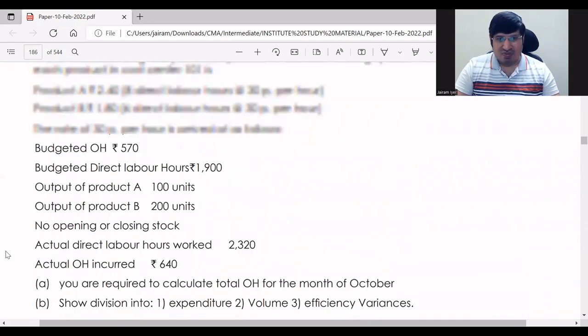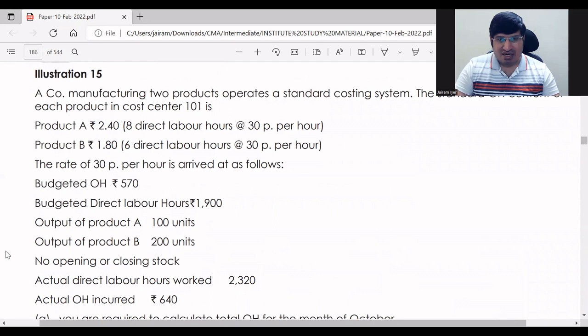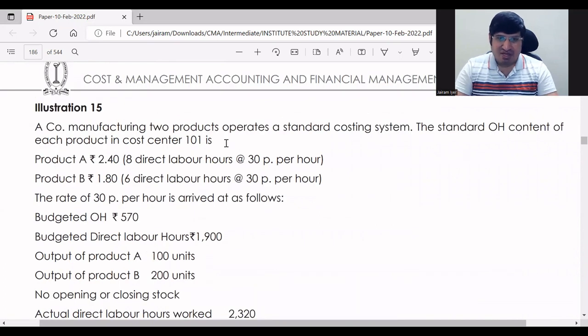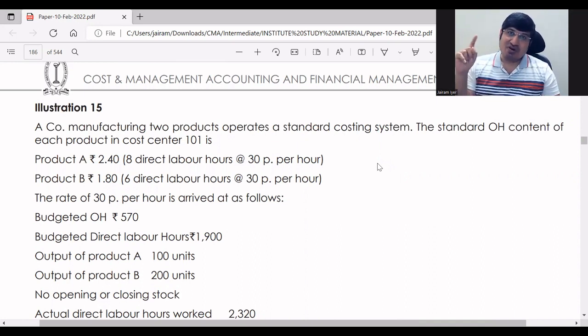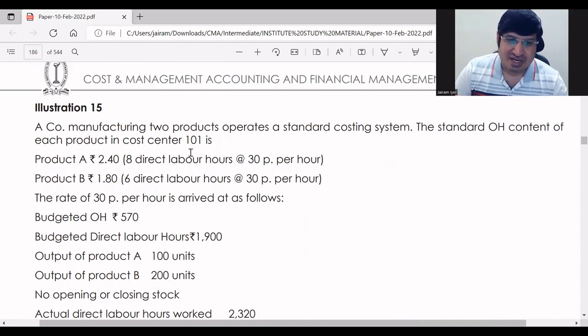Achha, here in this problem again, you don't have calendar variance, correct? So for calendar variance, you will always be given data, standard data for 20 days. Actual data worked 22 days or 21 days. So there will be difference in days. That is how you identify whether you have calendar variance or not. Here there is no calendar variance.